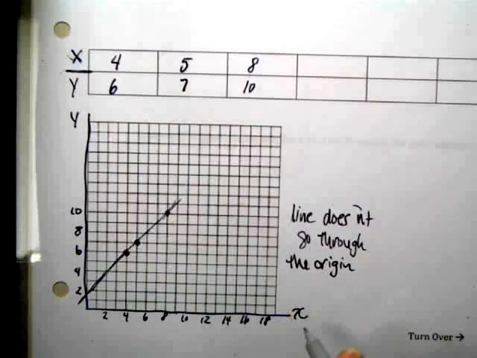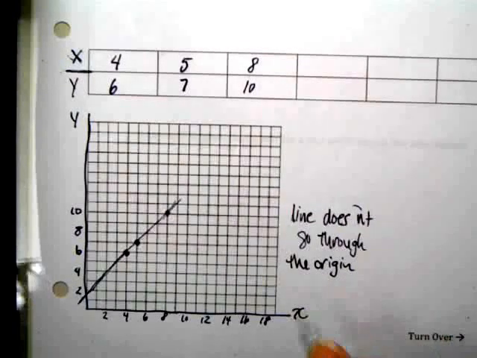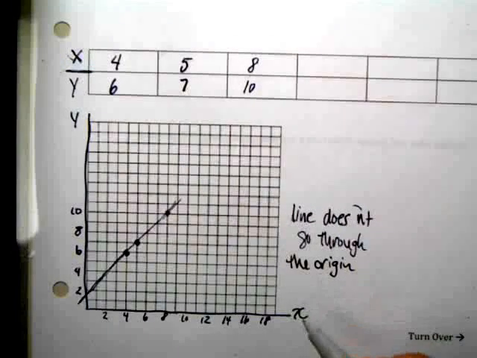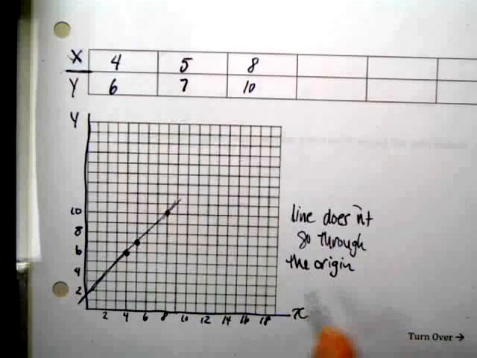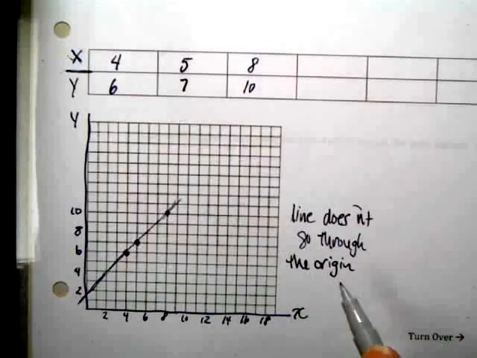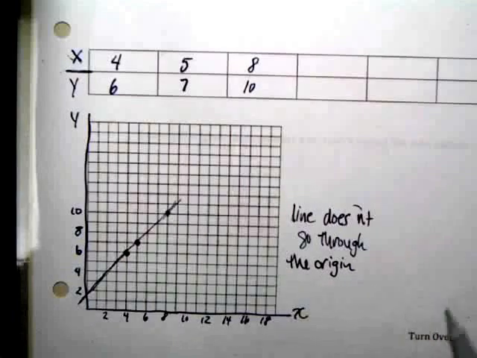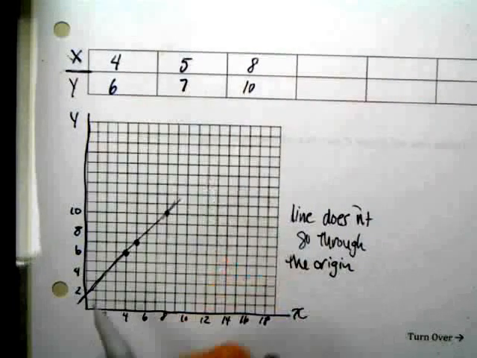If I was going to write this out, what I would say is something like, I plotted the points on a graph and discovered that although the line was straight, the line did not pass through the origin. Therefore, this relationship is not proportional.